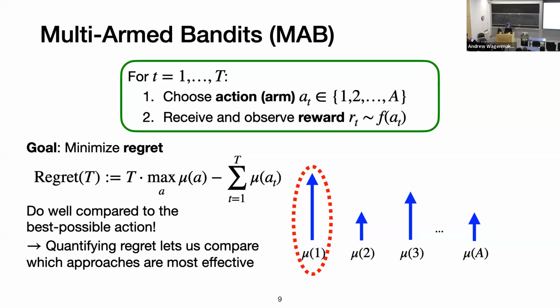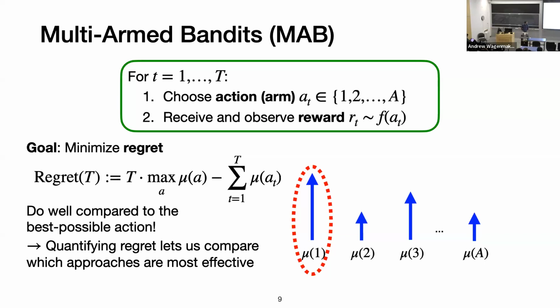This is the setting we're going to be working in, where we're playing this bandit for T steps, we choose an action at every step, we get a reward, and we want to do well compared to the best action. So what is the problem here? Well, if I knew what the optimal action was, I could just play it at every time step and I would get 0 regret. I play action 1 at every step, and my regret is 0.